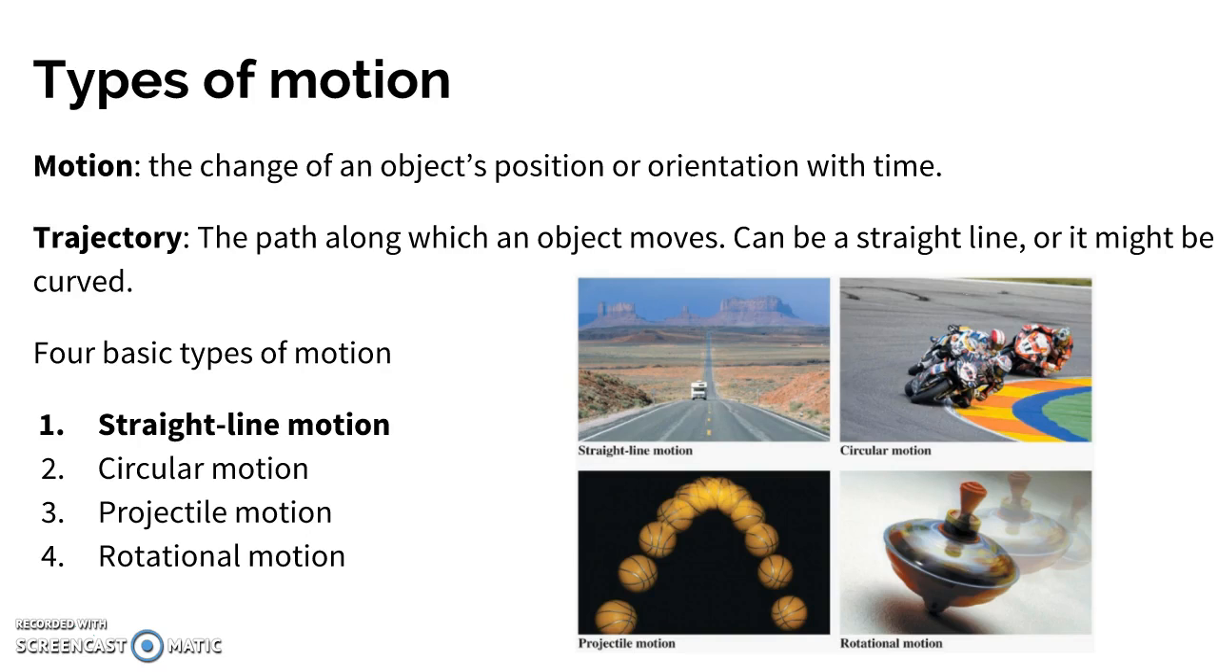So there are different types of motion. So first let's talk about what motion is. Motion can be defined as the change of an object's position or orientation with time. All right. We can also right now define trajectory. And a trajectory is the path along which an object moves. Right? So a trajectory can be a straight line or it could be curved.